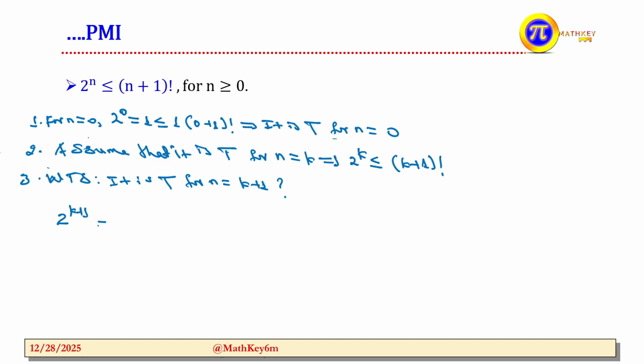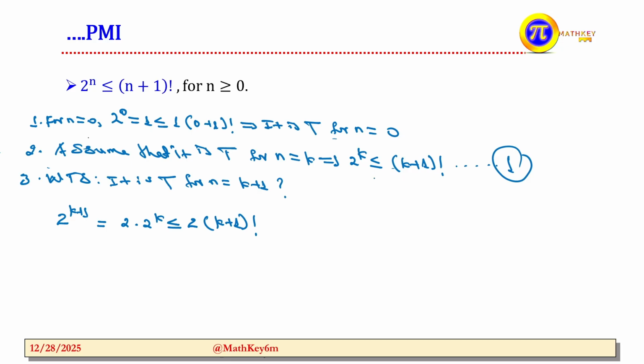1 is equal to 2 times 2 to the power of k. As we are familiar, this is 2 times 2 to the power of k. From the assumption we have, 2 to the power of k is less than or equal to k plus 1 factorial. This implies this is less than or equal to 2 times k plus 1 factorial. That means from this assumption we can multiply both sides by 2, since 2 is positive.